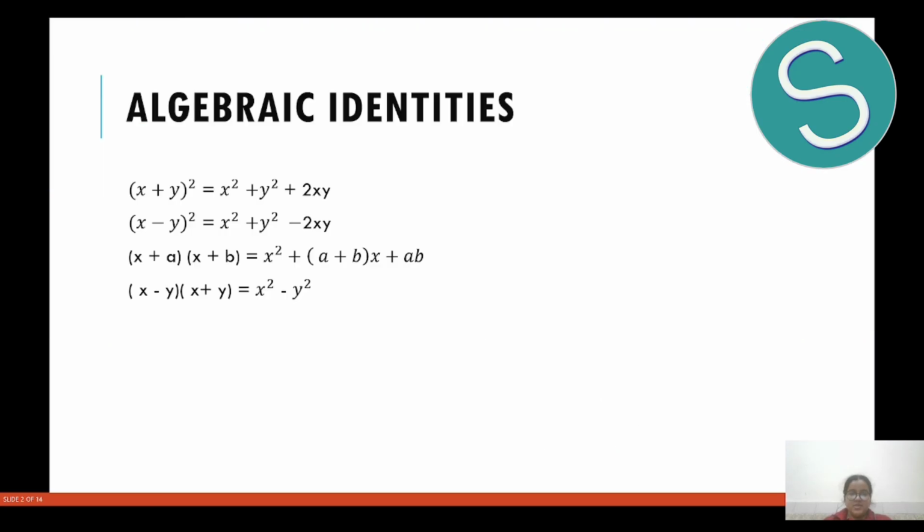So today we will discuss algebraic identities and how we can apply them in questions. The first identity is (x plus y) whole square equals x square plus y square plus 2xy. Second is (x minus y) whole square equals x square plus y square minus 2xy. Third is (x plus a) into (x plus b) equals x square plus (a plus b) into x plus ab. And fourth is (x minus y) into (x plus y), which equals x square minus y square.